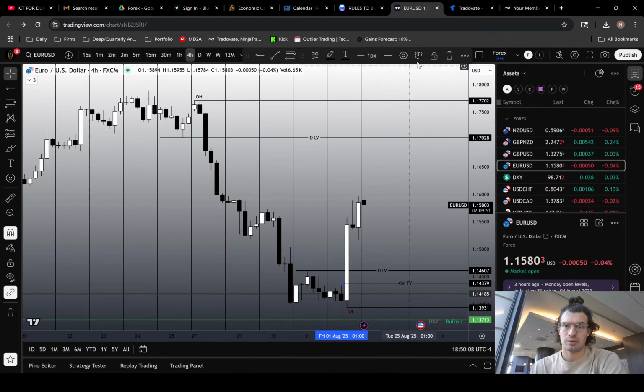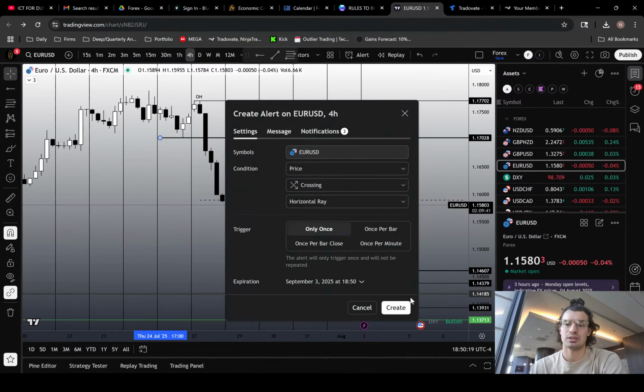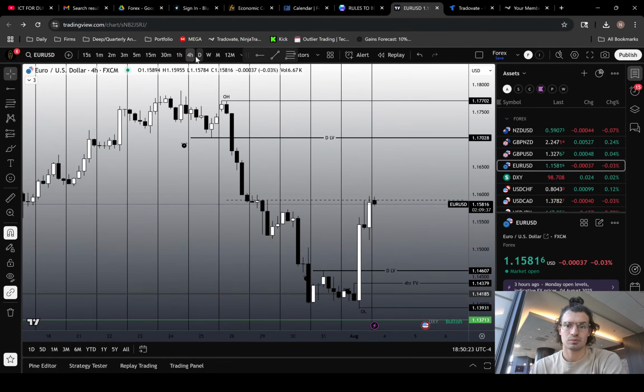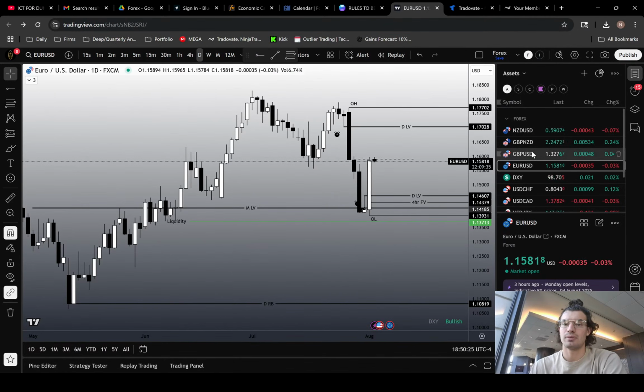For our fair value, we're going to create some alerts for when price does get a premium or discount array. That's really it. We're not trading until we get to there.